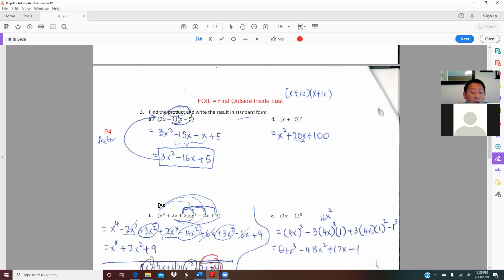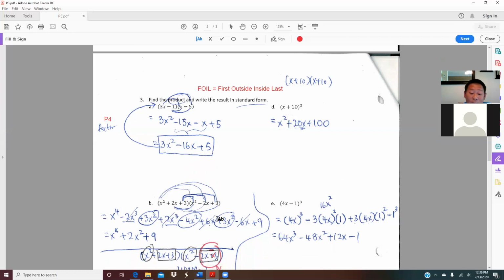Okay. For question B, you just need to do this 3 times. So you take the x squared plus 2x plus 3, you kind of distribute to your x squared, and then you multiply it with your negative 2x, and then you multiply this with 3. So someone asked, David, do we have a shortcut? The answer is no, there is no shortcut here. You have to do this.